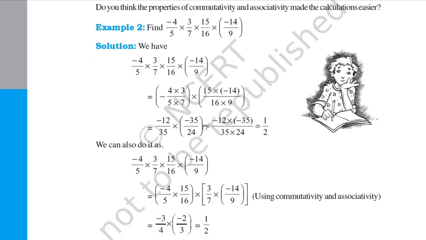Finally, you can see here, this will become 35 and this will become 144. When you solve this, this will cancel out and you will get minus 12 upon 35 into minus 35 upon 24. When you multiply these two, this will cancel out and this will become 1 upon 2. When you multiply two negatives, it will become positive. So it will be 1 by 2.